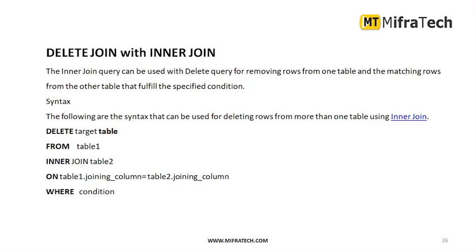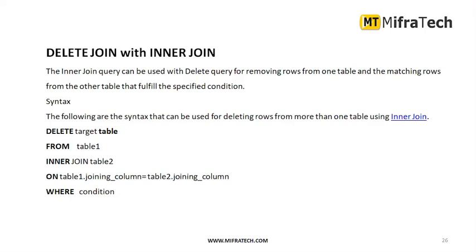where the inner join query can be used with the delete query for removing the rows from one table and the matching rows from the other table. The whole inner join table will not be deleted. It will be deleted only for the matching rows, where the rows match and the condition is specified. The syntax is delete, which is the target table, from table 1 inner join table 2 on table 1 joining column equals table 2 joining column, where we have to use the condition. You can see the example in the PDF.